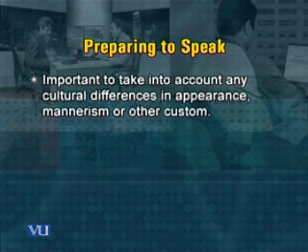Another important thing regarding preparing to speak is to take into account any cultural differences in appearance, mannerism, or other customs. These are also very important, and we have spent 2-3 lectures on understanding intercultural communication. You must have by now learned how important this aspect is. Knowing your mannerism, knowing other aspects of the cultures is very important. So be sure that you know all these things.